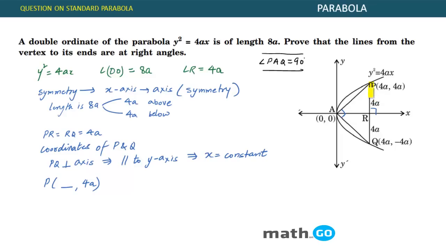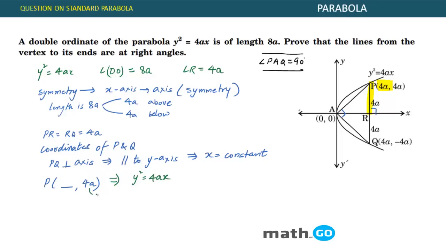So the ordinate will be 4a. Can I say this is? So now your target is to find this 4a, which I have already written. So this P point actually satisfies your what? It satisfies the parabola. What is the parabola? Y square equal to 4ax, right?